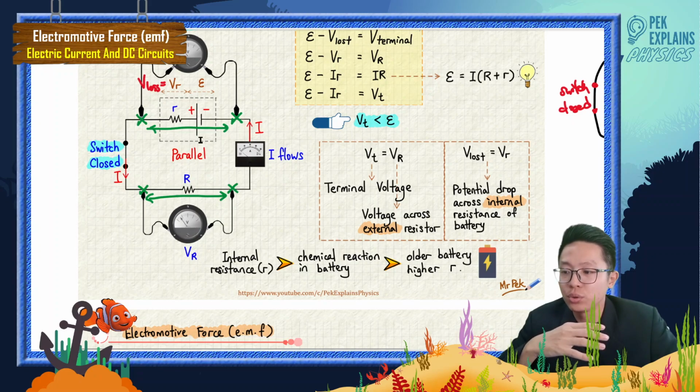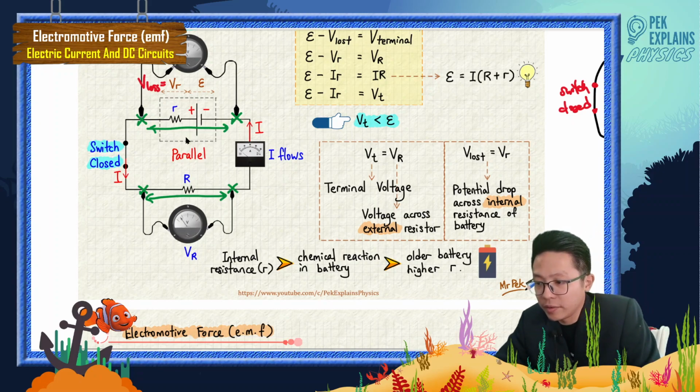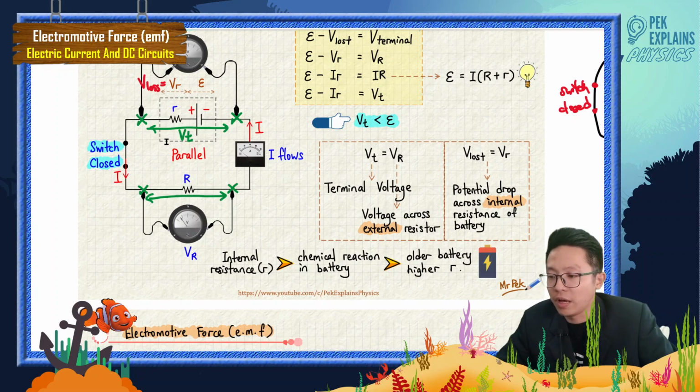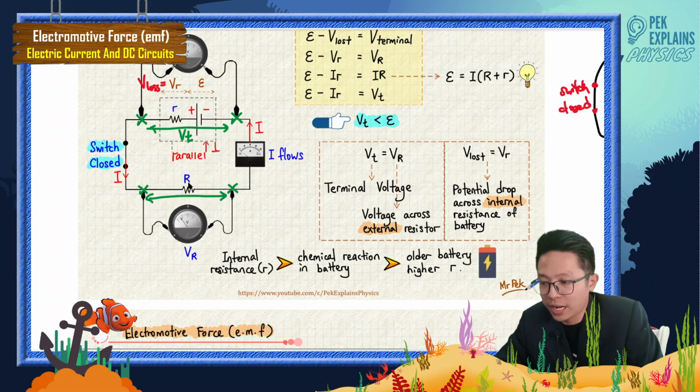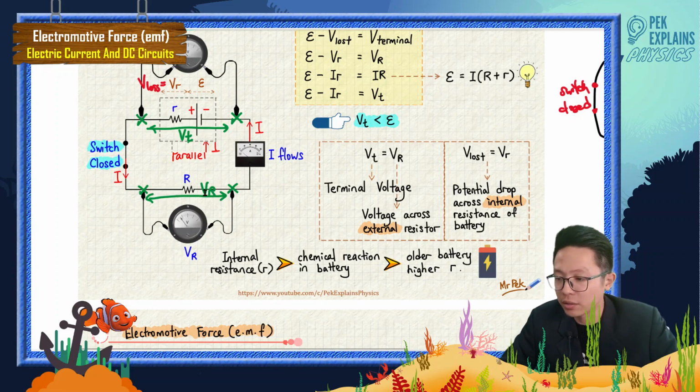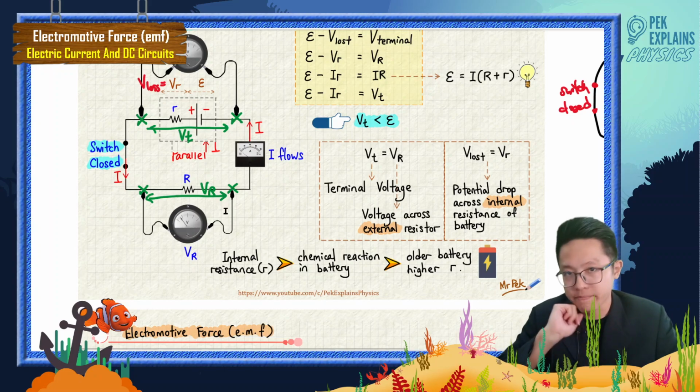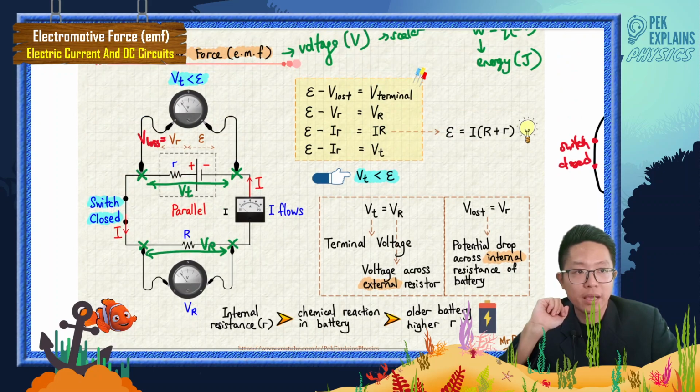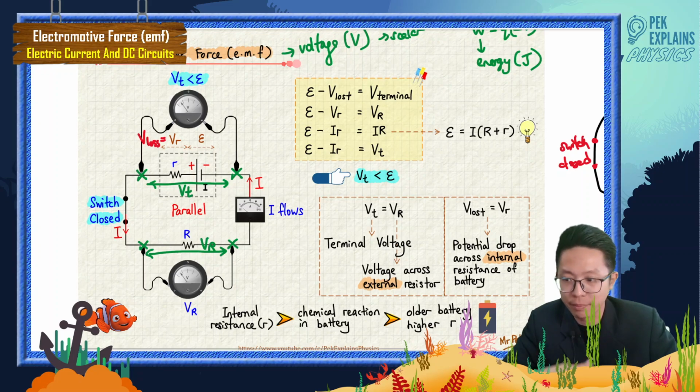And these two voltages are parallel to each other. Do you see that? This is the terminal voltage, the voltage across the terminal of the battery, and this is the voltage across the external resistor. This is the VR, across these 2 points. So this terminal voltage and this VR, do you think it's the same? These two, VT and VR, is it the same? Of course the same, because they are parallel to each other. So VT must equal VR.